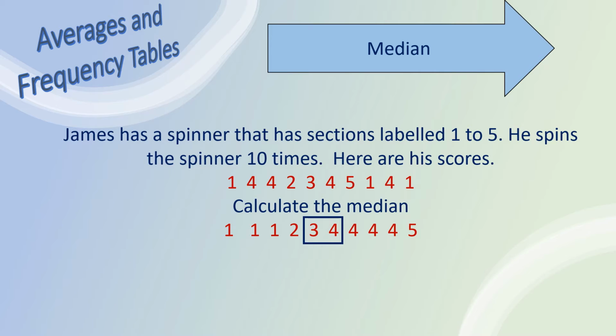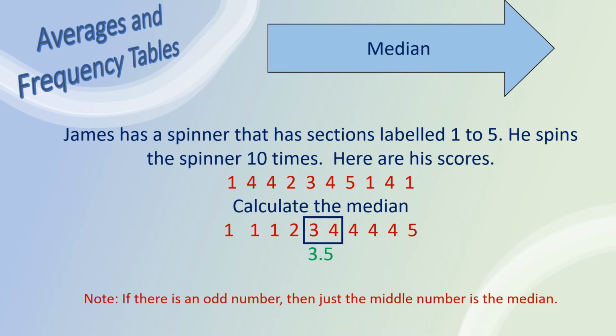Now, if you look at this set of numbers, they're an even set of numbers, so you have two middle numbers. And rather than put two numbers down, what we do is we add these both together and divide it by 2. So therefore, the median is 3.5. That's the median. But if there is an odd number, if you work along these numbers and it becomes an odd number, then it's just the middle number. So the middle number is the median. You don't have to add anything to it.